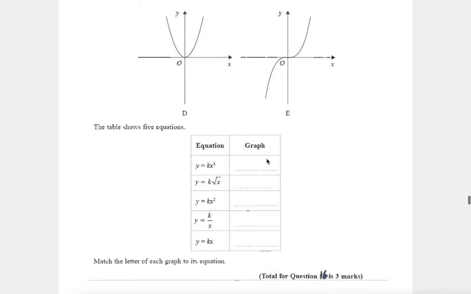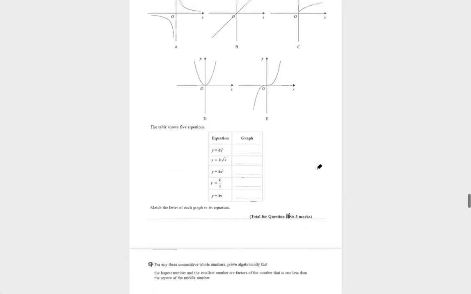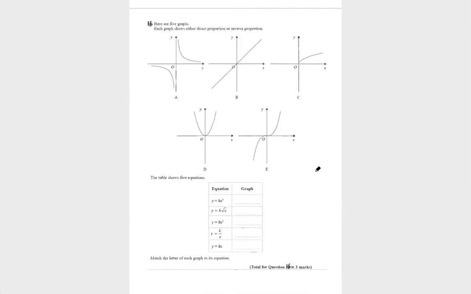And here are some graphs, equations that go with them. And this one is all just about recognizing a cubic from its turning points. So if I was to do that, the obvious ones, the cubic from its turning point is that one, E. This one you may not know, the square root graph, so we'll come back to. A quadratic graph always looks like a parabola like that, so that is D.